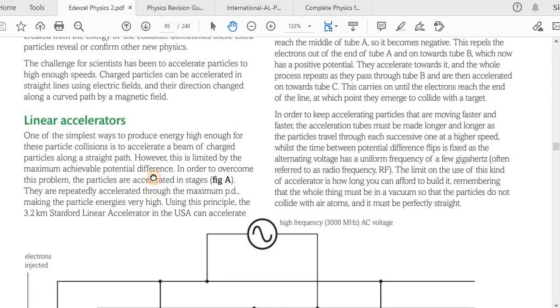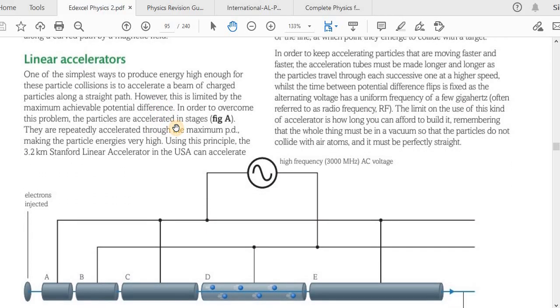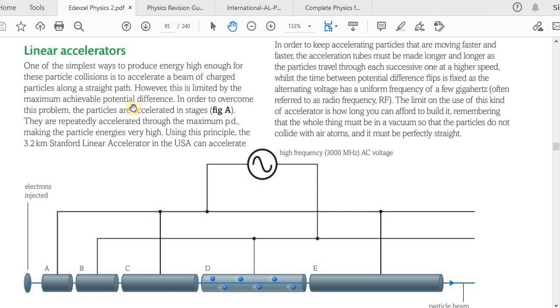So let's look at the first accelerator, which is the linear accelerator. One of the simplest ways to produce energy high enough for these particle collisions is to accelerate a beam of charged particles along a straight path. So accelerate the particle that you're going to collide with something else in a straight line. However, this is limited by the maximum achievable potential difference. Now remember, the greater the potential difference, the greater the kinetic energy that is given to the particle.